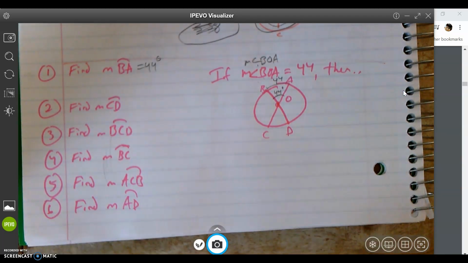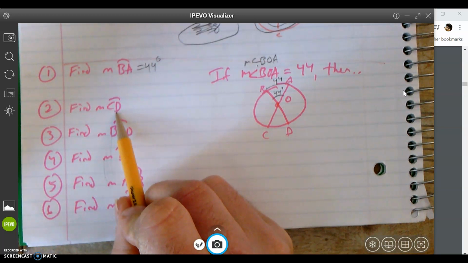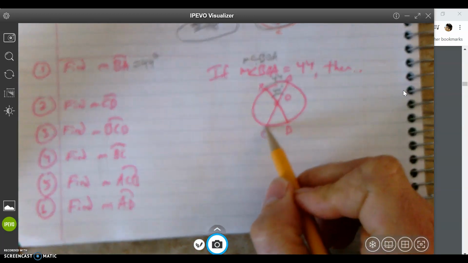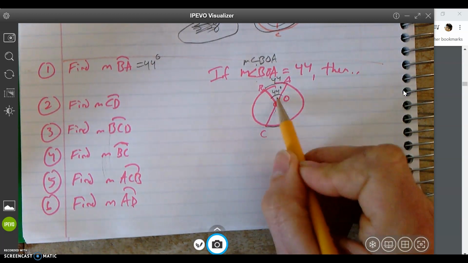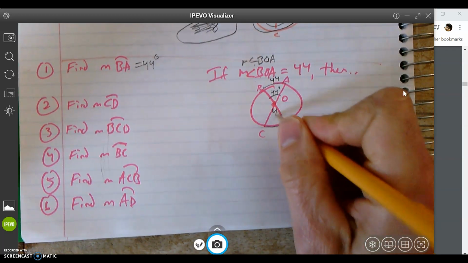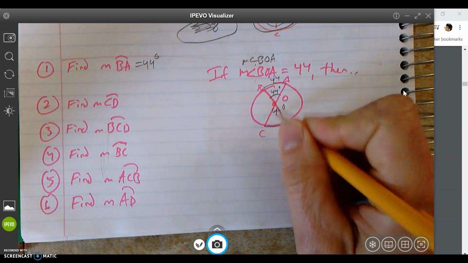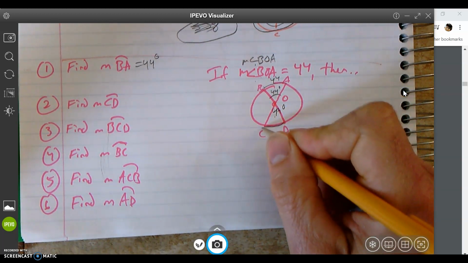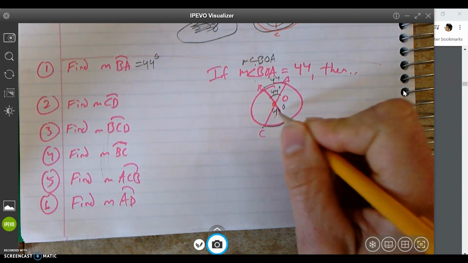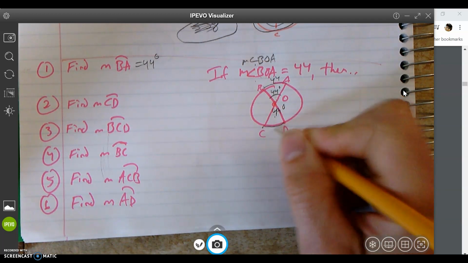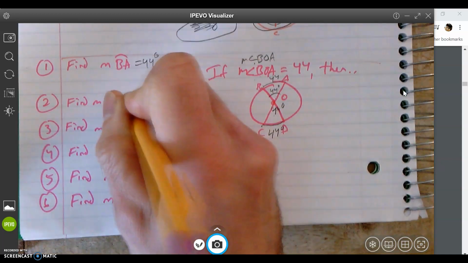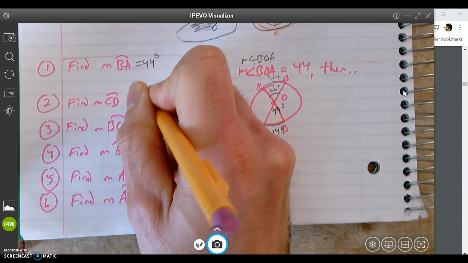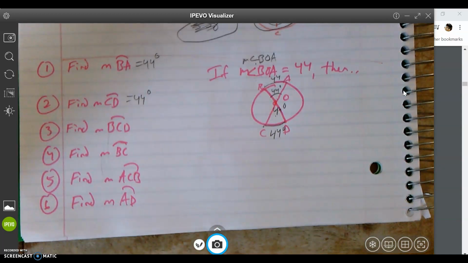All right, what would be the measure of arc CD right here? Well, you see how 44 and this angle are vertical angles? That means they're congruent. So 44 degrees right here. If this angle COD is 44 degrees, that means the corresponding arc is also, yeah, you're right, 44 degrees. Got it. All right, looking good.